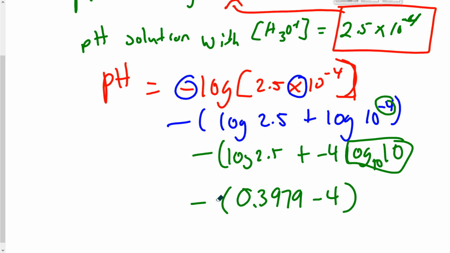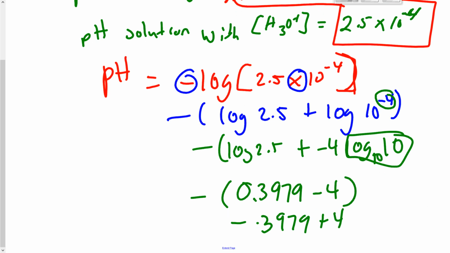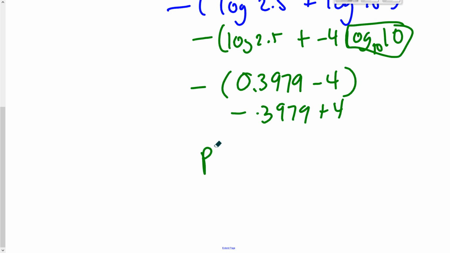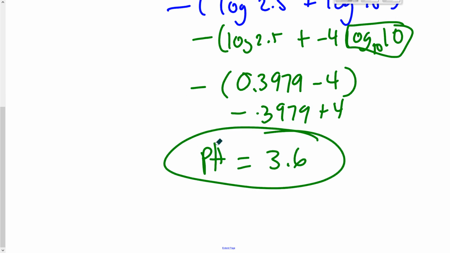Now I can distribute that negative, so I get negative 0.3979 plus 4. Then our pH level is approximately 3.6. That's the pH level of this solution when it has a hydronium ion concentration of 2.5 times 10 to the negative fourth.